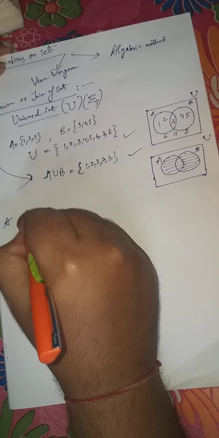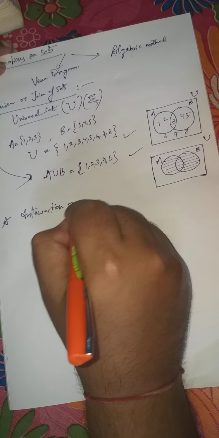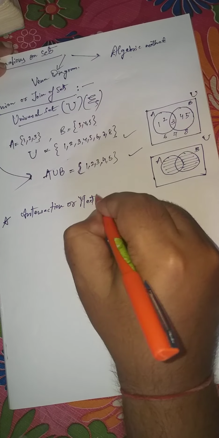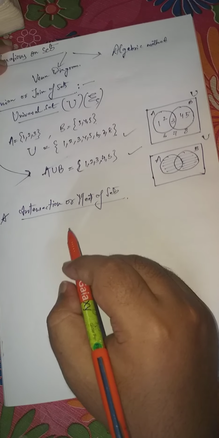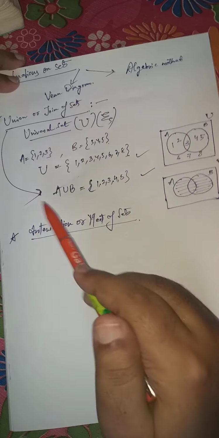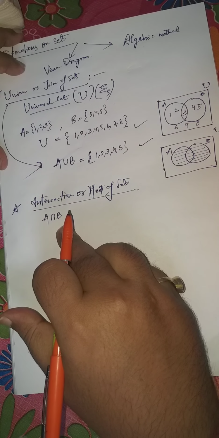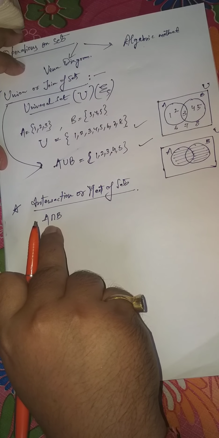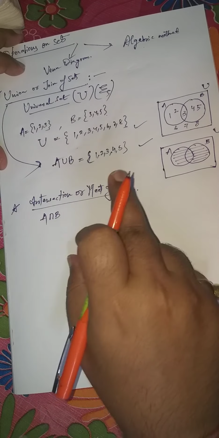Now the second operation is intersection, or meet of sets. Again, considering the same example, suppose two sets A 1 2 3 and B, and a universal set. See, the representation of intersection: you have to invert the sign U, like this, A intersection B. And the definition is: intersection between two sets will give you the elements which are common to both the sets.